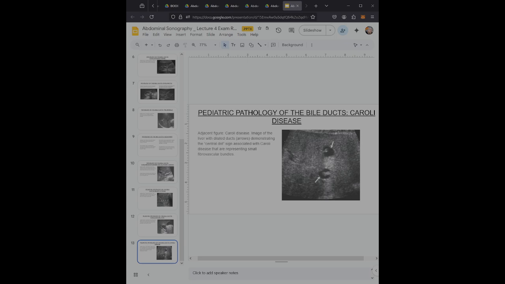We can also have Caroli's disease. This is a congenital disorder characterized by segmental dilatation of the intrahepatic ducts. It is often associated with cystic renal disease and may precede the development of cholangiocarcinoma. Patients will present with pain, fever, jaundice, and signs of portal hypertension.